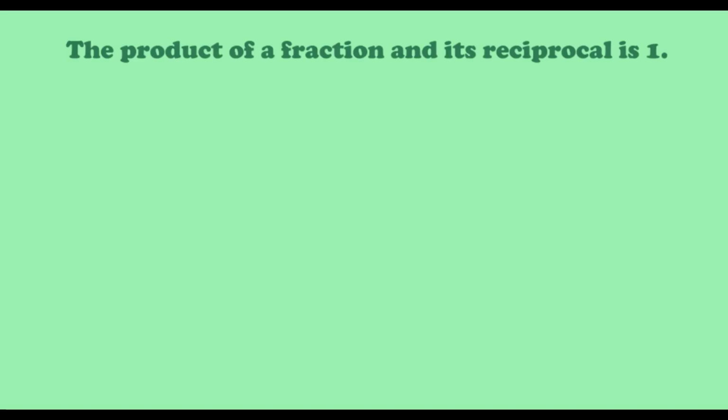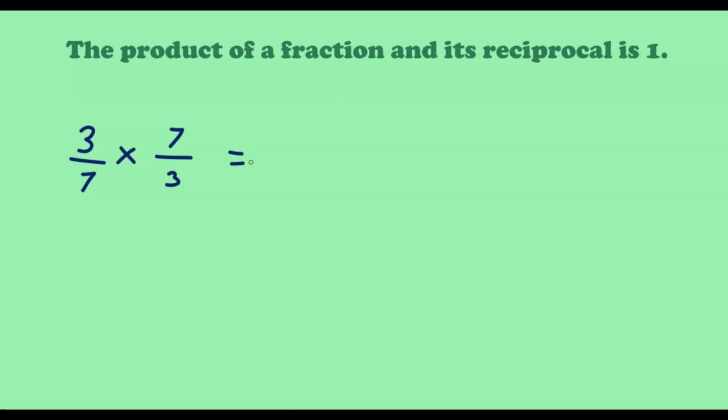One important property we need to remember is that the product of any fraction and its reciprocal will always be equal to 1. Let us consider the previous example. We considered the fraction 3/7, and we found out that the reciprocal of this fraction is 7/3. Now let us consider the product of these two fractions. That is, let us multiply these two fractions.